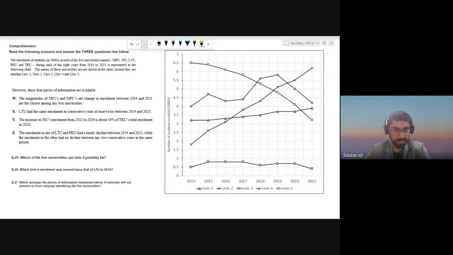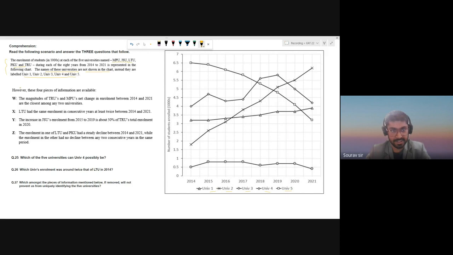So questions 25, 26, and 27 are comprehension type questions. This information is given about the enrollment of students in universities, but the names are given as university 1, 2, 3, 4, and 5. This graph is known, but that's what the question says. The names of these universities are not shown in the chart. Instead, they're labeled as 1, 2, 3, 4, and 5. But we have information about the universities.